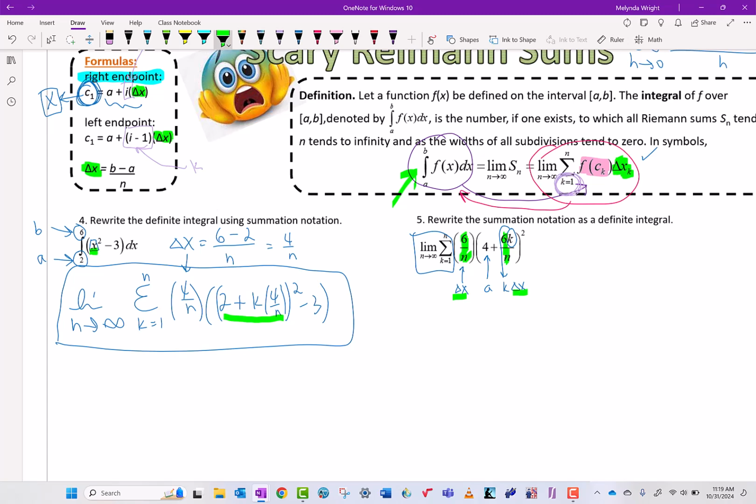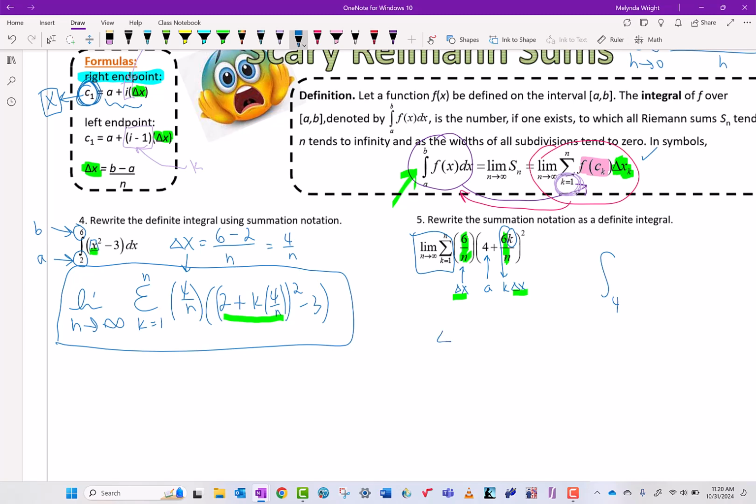So what do I need to find? I know what a is. It tells me right here it's 4. I need to find b, and I need to figure out what the function is. All right, we got this. So let's do it. So I've got my integral. a is 4. Got that.